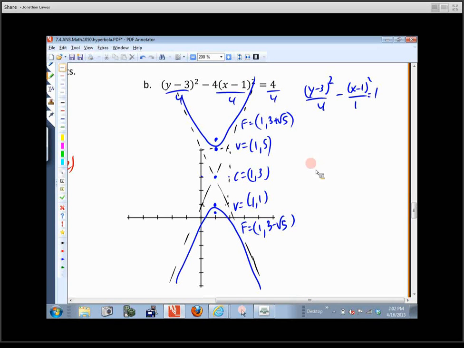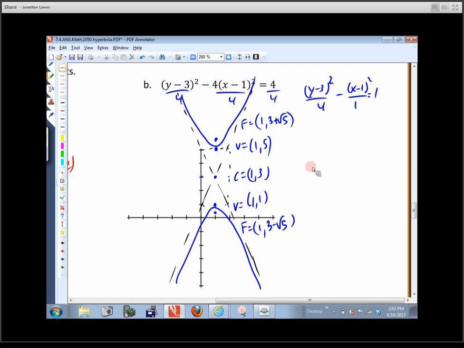Stuff with the y. Marissa, tell me what the asymptotes are. Y minus 3 equals plus or minus 2 times the quantity x minus 1. Because underneath the y is a 4, so the square root is a 2, and underneath the x the square root of 1 is a 1, so I've got a 2 over 1. Remember, it's not 4 and 1, it's the square root of 4 and the square root of 1. Any questions?